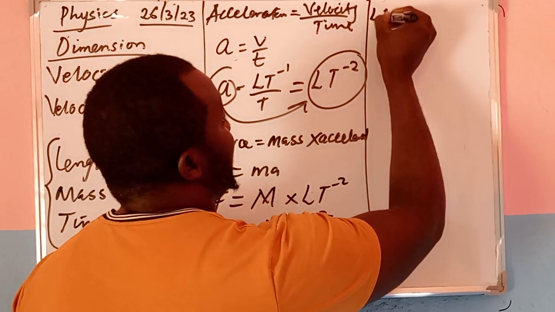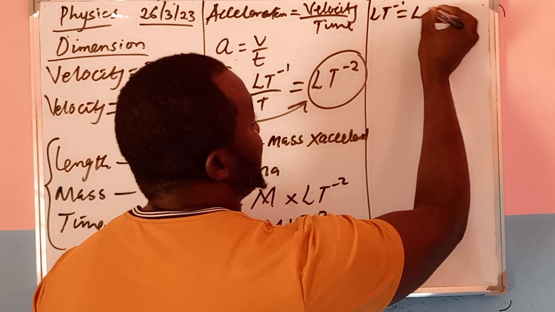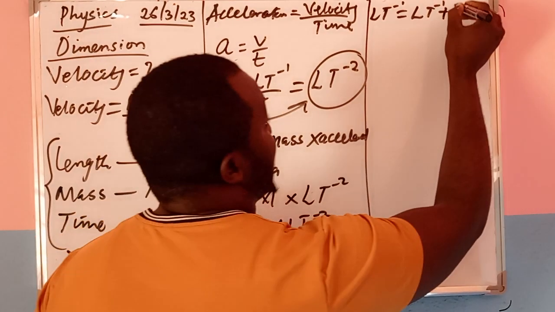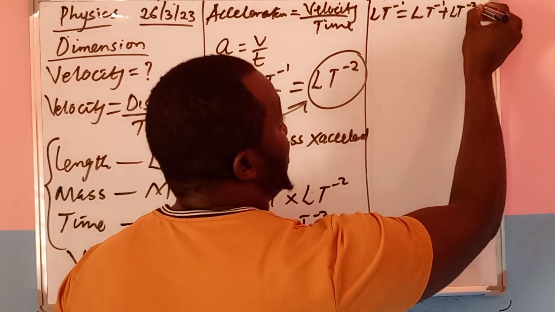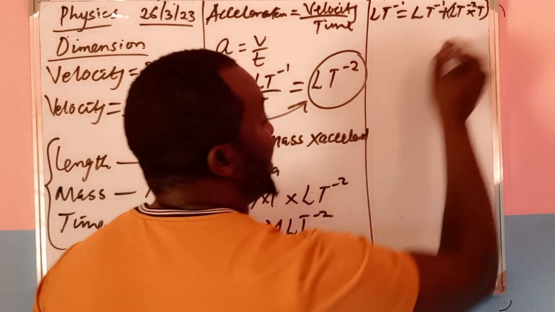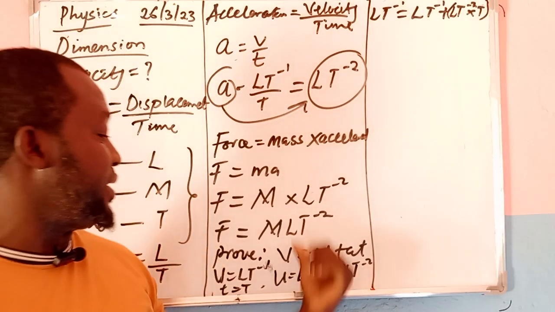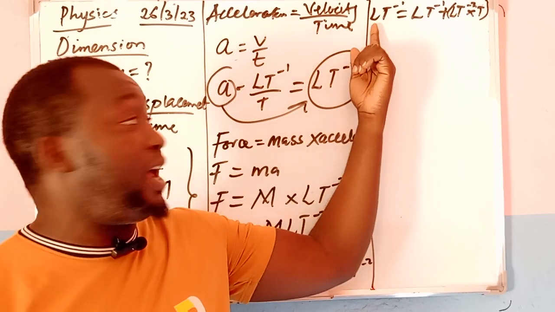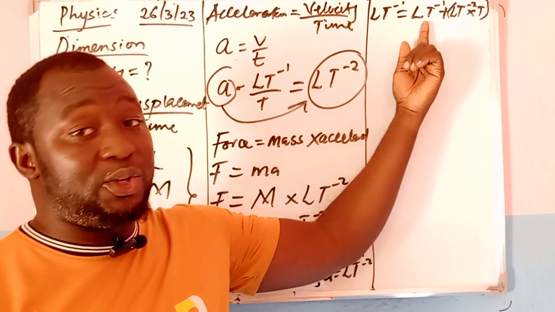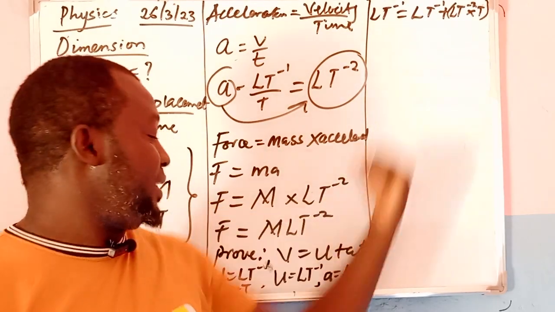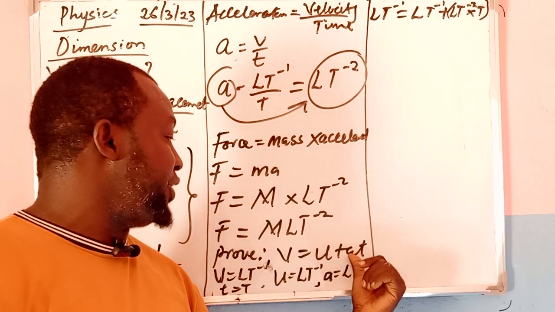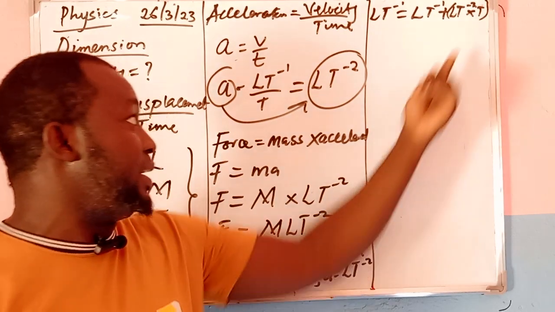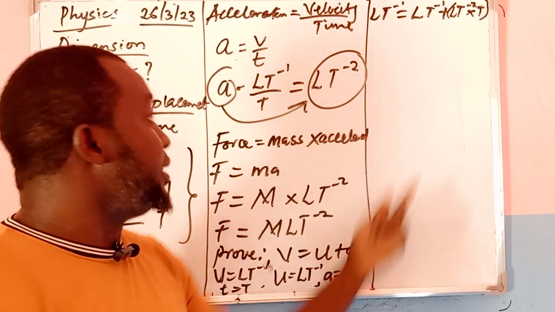The dimension of V is LT^-1, equal to LT^-1 plus a, which is acceleration, LT^-2, multiplied by T, capital T, that is the value. If you look at this substitution, it's still the same as the formula. Why? Because LT^-1 represents final velocity, LT^-1 represents initial velocity, plus is there for a, the dimension of acceleration, which is LT^-2. Between a and t there is multiplication, and small t is capital T.